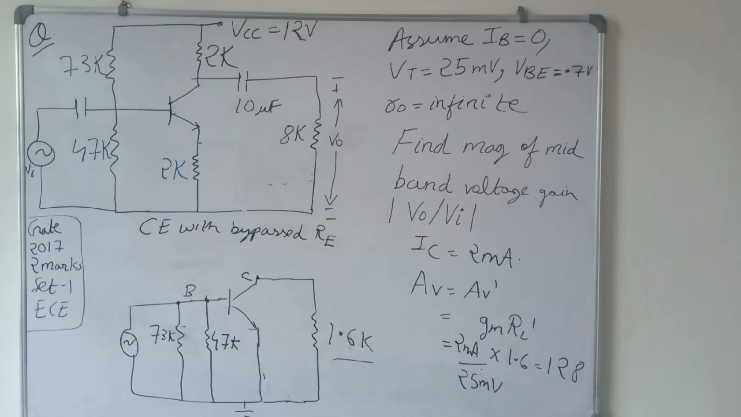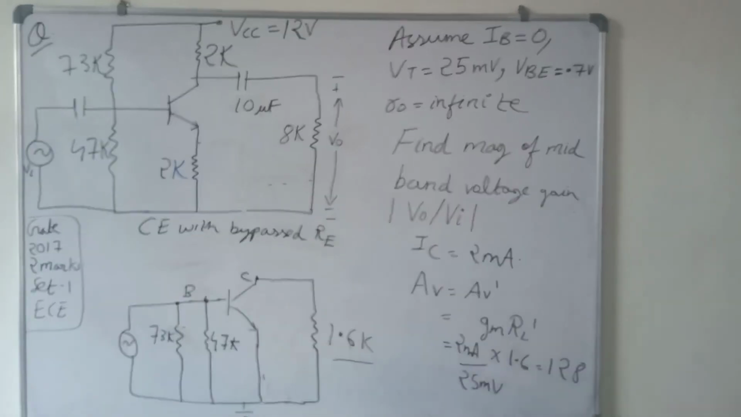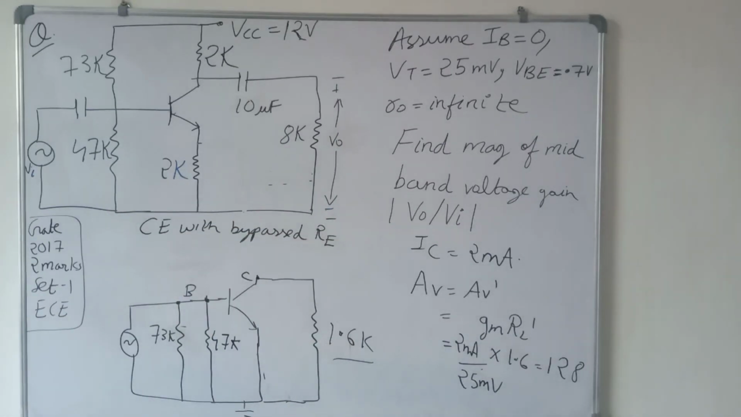The value of mid-band voltage gain we have found out here to be 128.